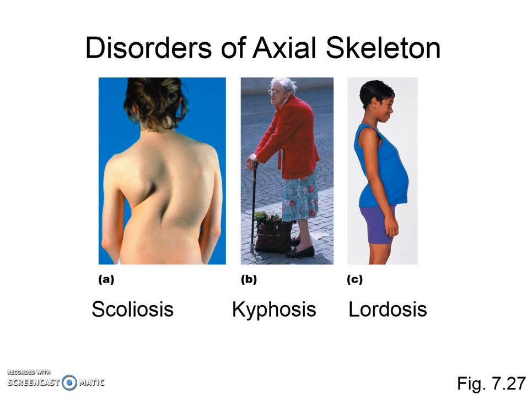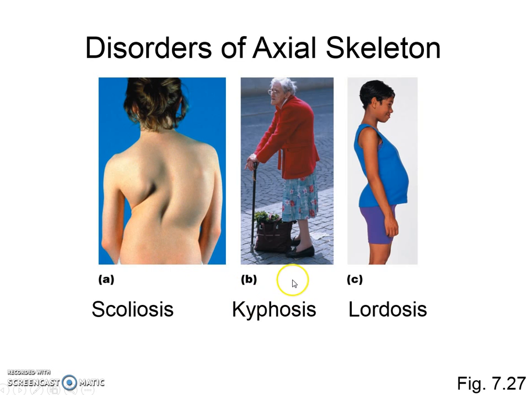The last thing we will cover with the axial skeleton are some disorders and development. So here are three common disorders of the axial skeleton. We have scoliosis, which you'll notice is a curvature of the spine and the vertebrae. Your vertebrae usually will go up and down in a straight line, but in scoliosis it's curved.